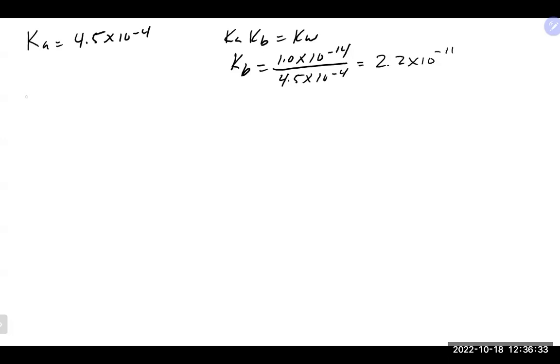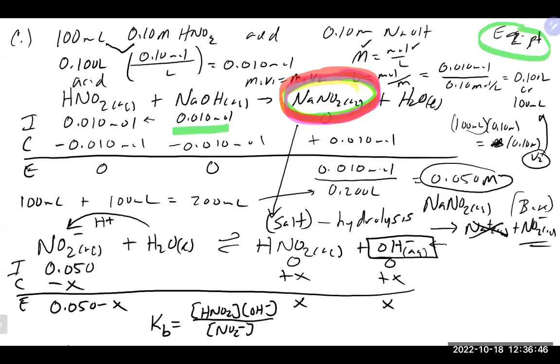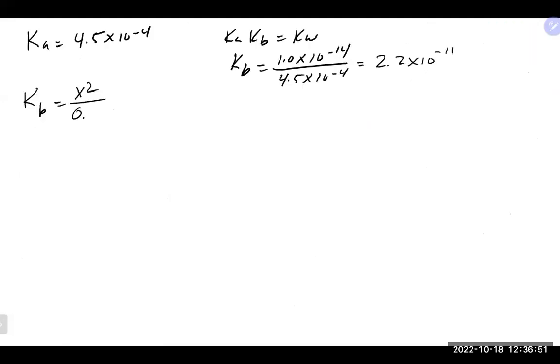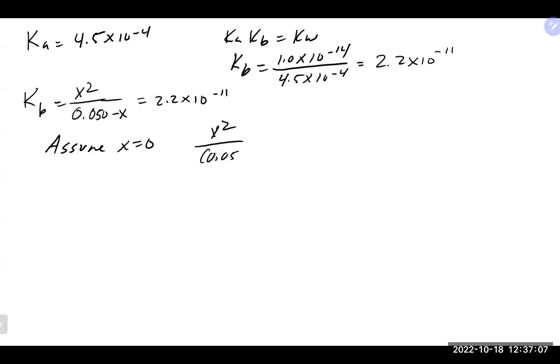So going back to our Kb expression, that is going to give us x squared divided by 0.05 minus x will equal our 2.2 times 10 to the minus 11. Here we could assume x is equal to 0. That will give us x squared divided by 0.05 is equal to 2.2 times 10 to the minus 11.